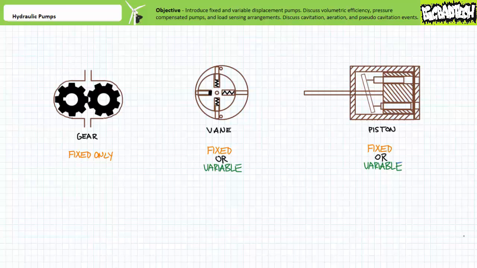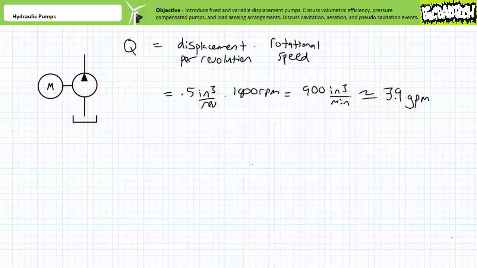For now, we can just ignore these annoying details and simply treat pumps as mathematically perfect entities that produce flow, being the product of displacement and speed. A fixed displacement pump rotated at a fixed speed produces a fixed flow rate, obviously barring the pressure-induced details we discussed earlier. A pump with a fixed displacement of exactly 0.5 cubic inches per revolution, driven at exactly 1800 RPM, produces 900 cubic inches per minute, or roughly 3.9 gallons per minute.